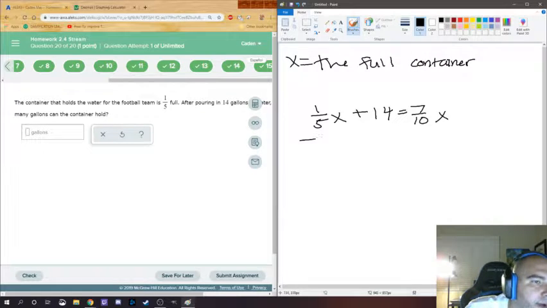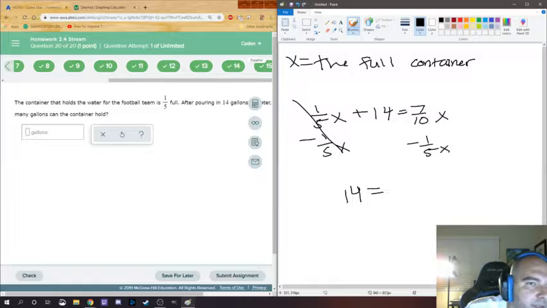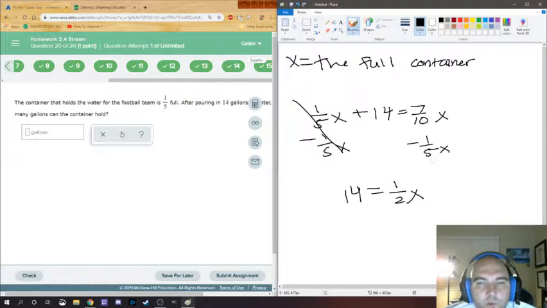Okay, then we're going to minus 1/5 x on both sides. I can mental math this one. Go me. 7/10 minus 1/5 is 1/2. How do I know that? Because 1/5 is the same as 2 out of 10, because if I double the 1 and double the 5, it makes a common denominator. So 7 minus 2 is 5, and 5/10 will turn into 1/2.